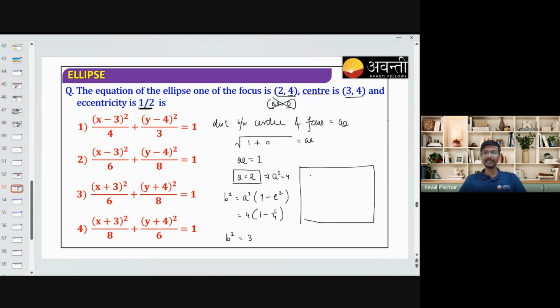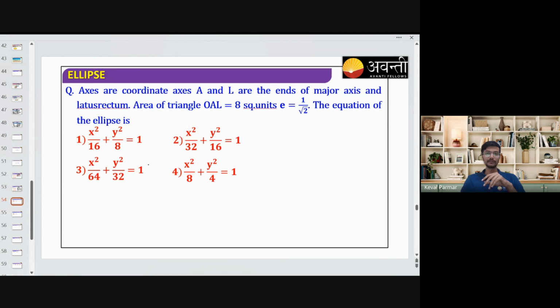The equation of the ellipse will be, center is 3 comma 4, so x minus 3 the whole square upon a square plus y minus 4 the whole square upon b square equals 1. Again, our option is the first one. Got it? So I have solved both the questions, but for the next question I want your answer.